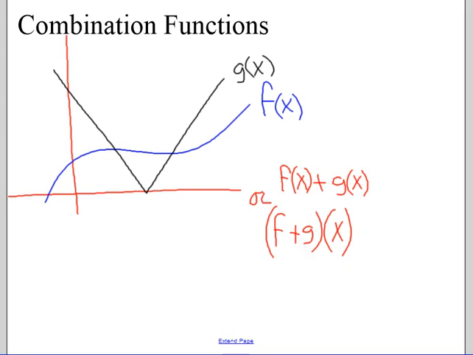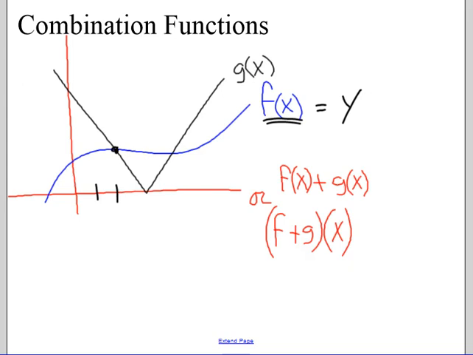Remember what f of x is. f of x is the y value. So when I pick a number for x, 2, I plug 2 into the function, I get an answer that's a y value, and that tells me where to plot that point.